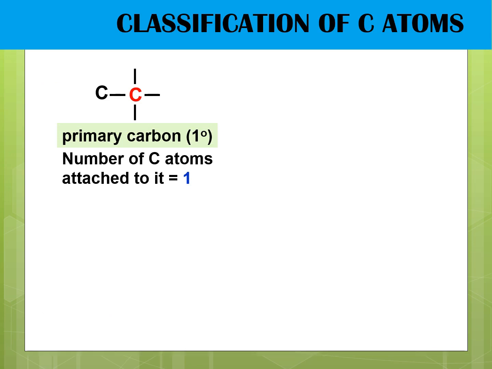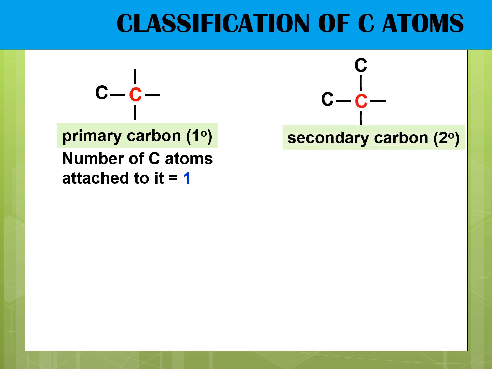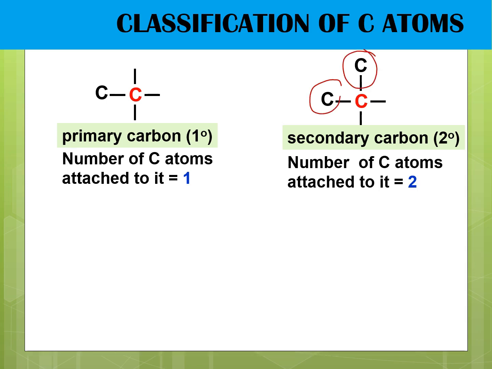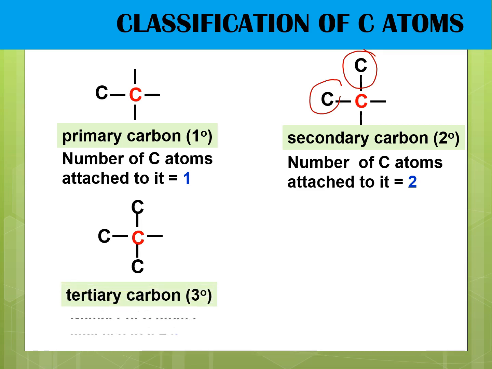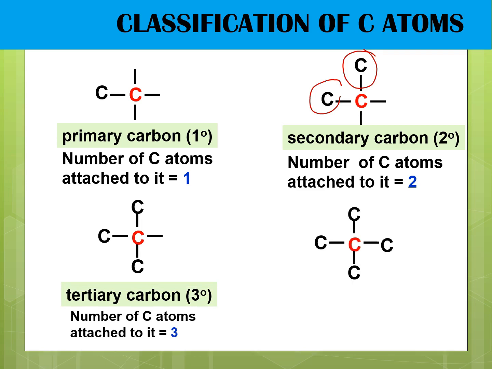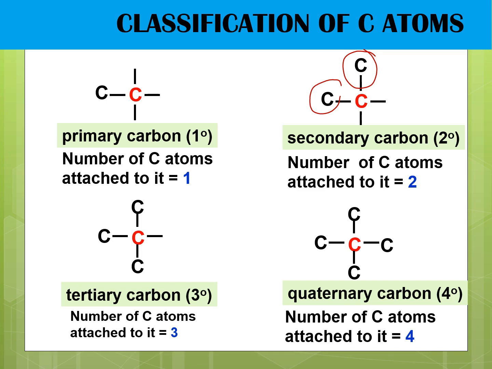What is a primary carbon? The number of carbon atoms attached to it equals 1. For secondary carbon, the number of carbon atoms attached to it equals 2. Tertiary carbon, the number of carbon atoms attached to it equals 3. And then we have a quaternary carbon. The number of carbon atoms attached to it equals 4.